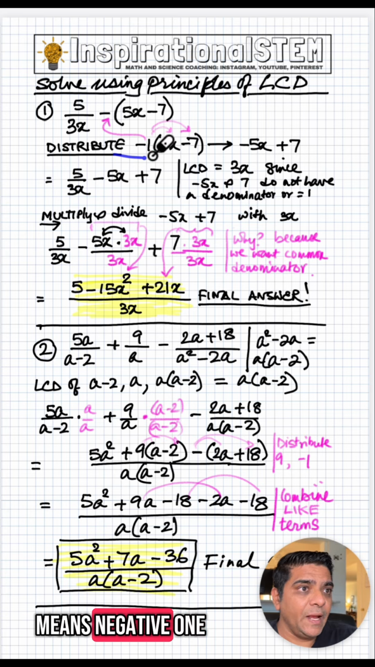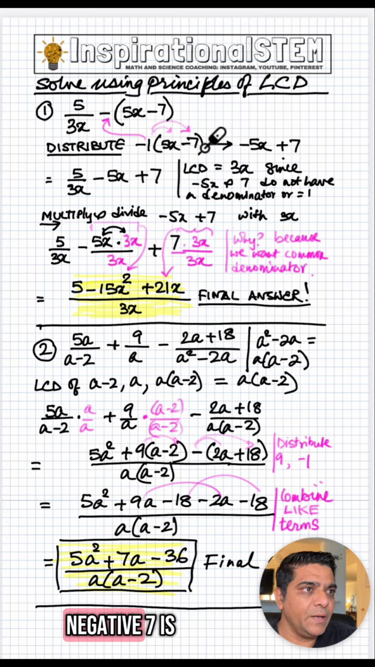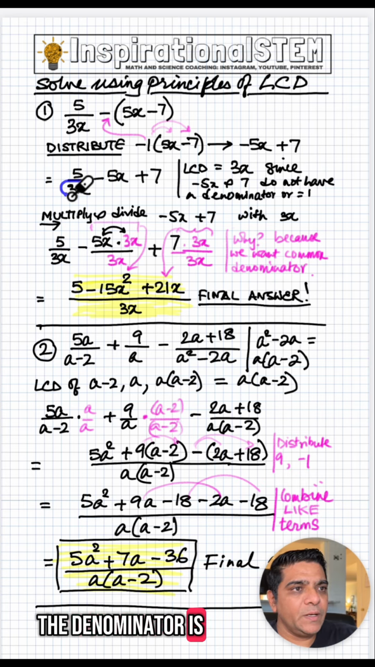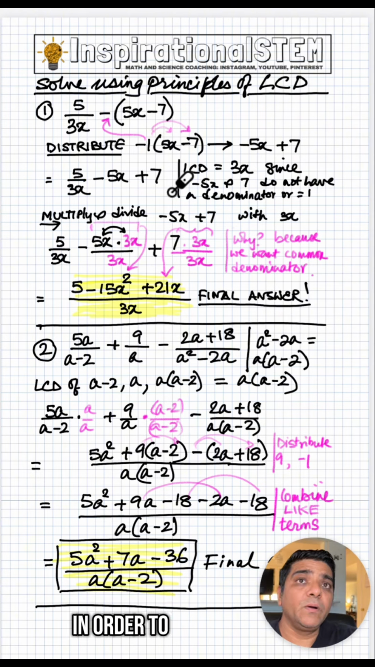So the negative means negative 1. Negative 1 gets distributed into these two. So negative 5x, and negative 1 times negative 7 is positive 7. So here, if you look, the denominator is 3x for this term and there's nothing here. That means you need 3x in the denominator for these terms in order to do the LCD.